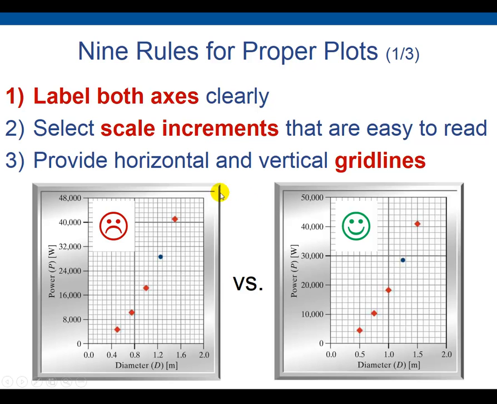And the third rule is to provide horizontal and vertical grids. Here you can see there are grid lines, so it's easy to find the data.